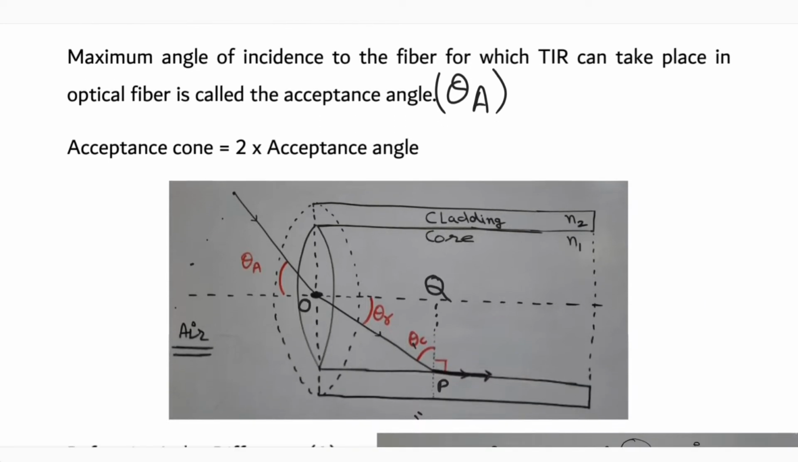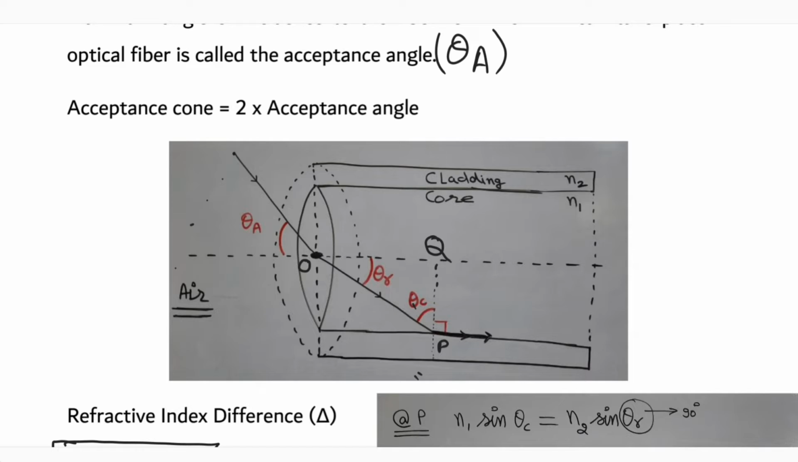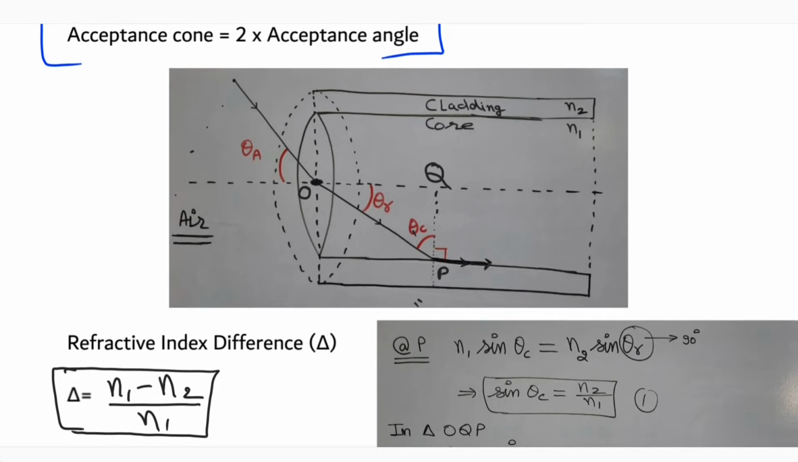You can see this more clearly in the diagram itself, like the ray of light which is incident on the optical fiber axis, and it is making theta a with the normal. So the more the maximum angle theta a, the more is the light gathering capacity of any optical fiber. The maximum value of theta can be 90, so sine 90 equals 1. So we can say for a numerical aperture of 1, there will be entire light gathering capacity. Sometimes in questions they ask about the acceptance cone, which is 2 times the acceptance angle. This diagram is also very helpful in the derivation of the numerical aperture expression.